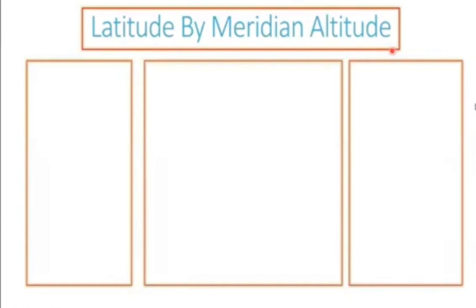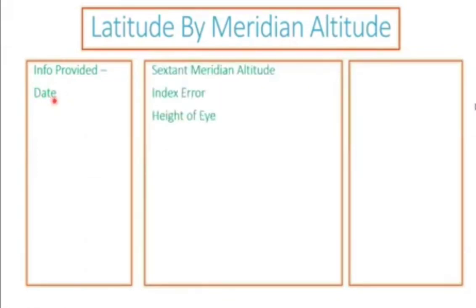Now let us see what information is provided to us in these questions. Number one, the date of the observation, and the sextant meridian altitude of the body. They will give us the sextant altitude and an indication that it was the meridian passage. So the sextant altitude at the time of marpass is known as the sextant meridian altitude. Then to correct this sextant altitude, they will provide us the index error of the sextant and the height of eye of the observer, which is required for the dip correction. Along with this, they will provide us with the DR position of the ship, the DR latitude and the DR longitude.